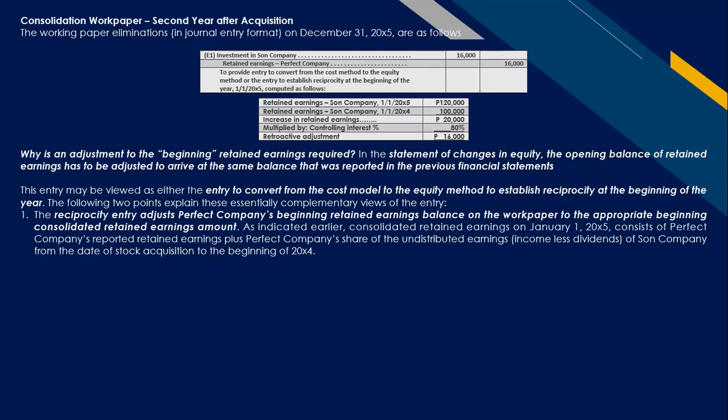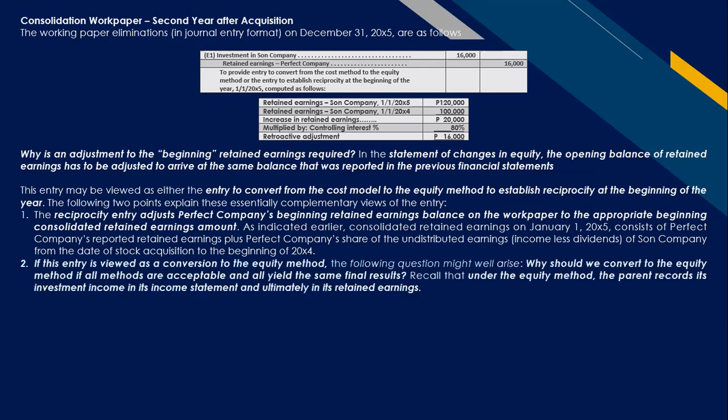As indicated earlier, consolidated retained earnings on January 1, 2025 consists of Perfect Company's reported retained earnings plus Perfect Company's share of the undistributed earnings, so income less dividends, of Sun Company from the date of stock acquisition to the beginning of 20x4. If this entry is viewed as a conversion to the equity method, the following questions might well arise.